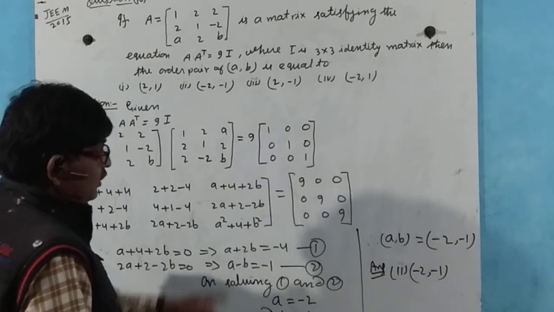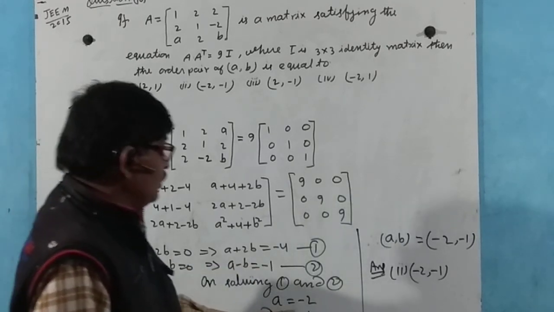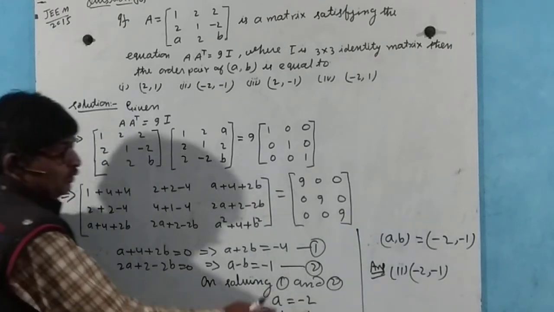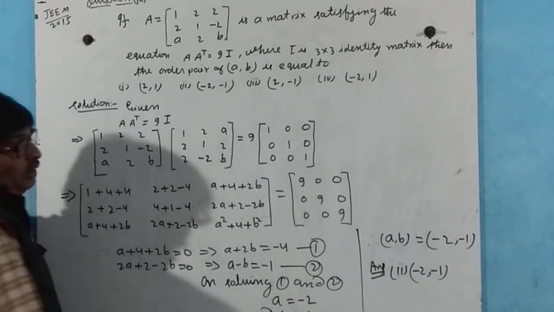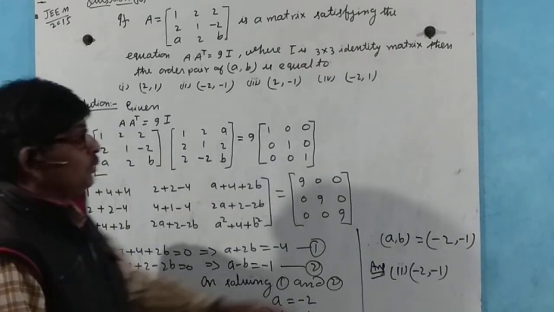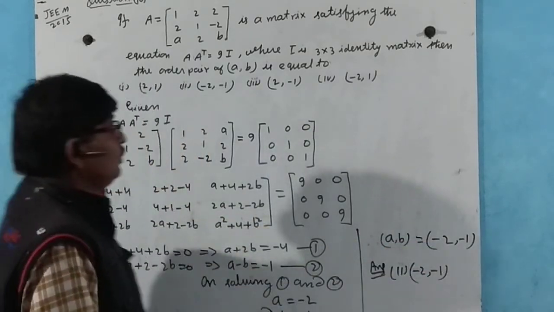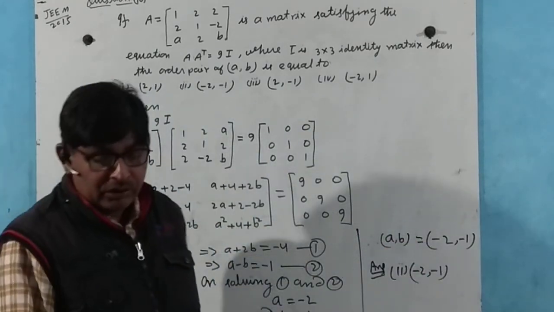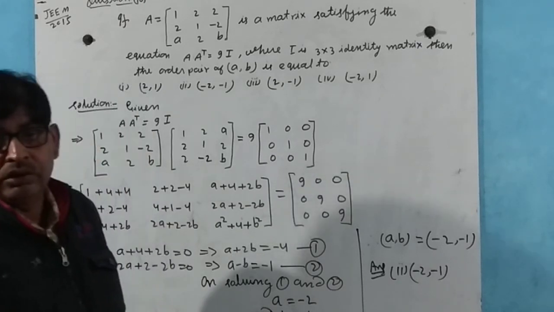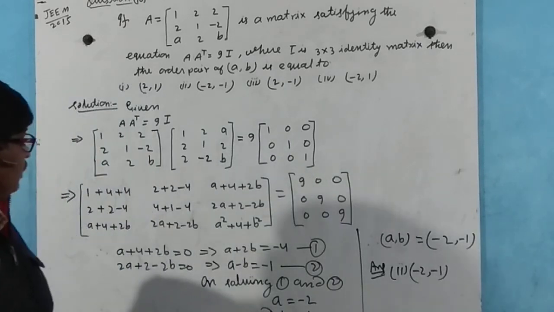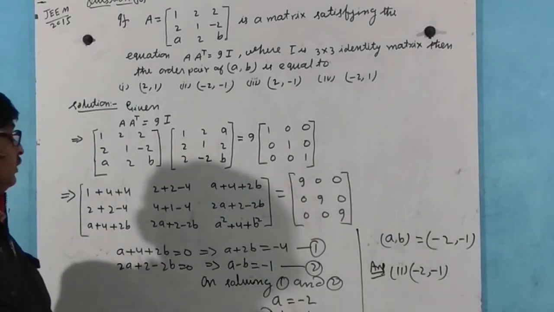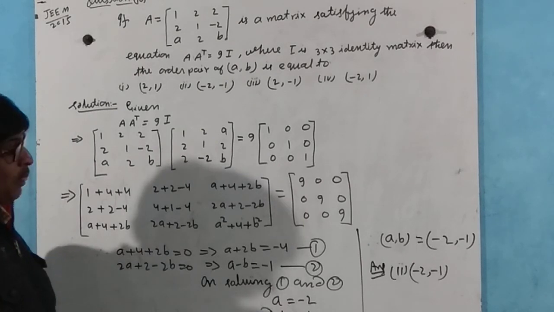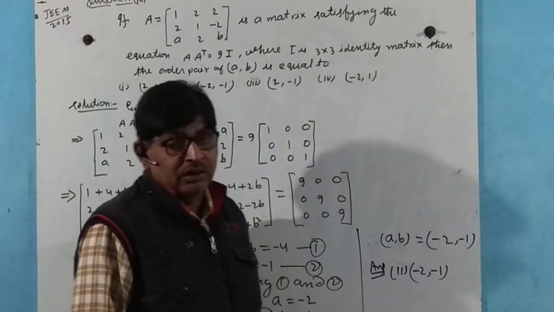On solving this, we get the value of a equal to minus 2, b equal to minus 1, and this is equal to (a, b) equal to (minus 2, minus 1), so the answer will be this. This is our answer.